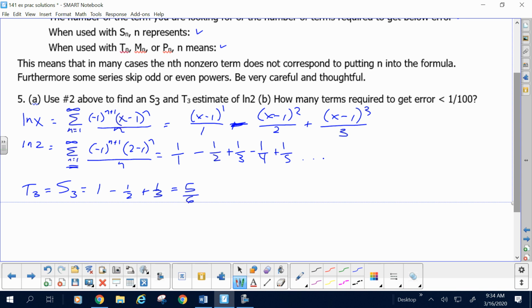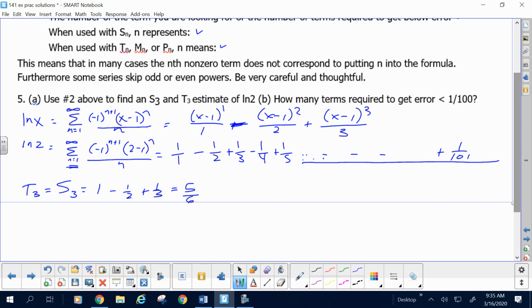If I said how many terms are required to get error below 100th, I'm thinking alternating series error bound. So I would have to look at this pattern and figure out, well, when would I get below 100th? And surely it wouldn't be till I got to the 1 over 101st term. Now, if it starts at 1 and I need 100 and the 101st term is my error bound, then I would need 100 terms to get my error below.